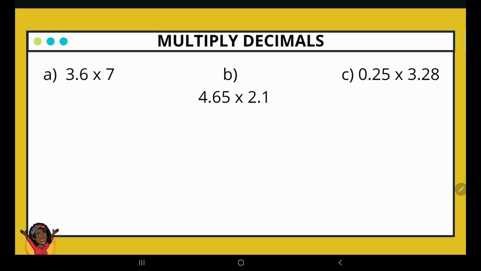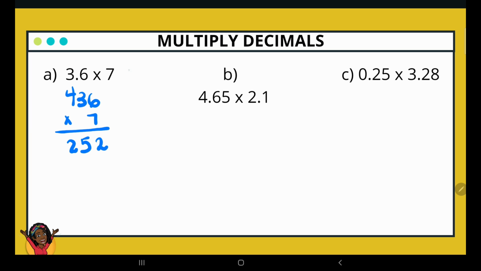All right, let's take a look at these next 3 examples. So again, we're going to write our number without the decimal. So here we're working with 36 times 7. And we're going to multiply just like we normally would. 7 times 6 is 42. 7 times 3 is 21. Plus 4 is 25. Okay.